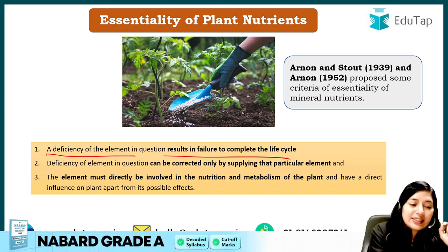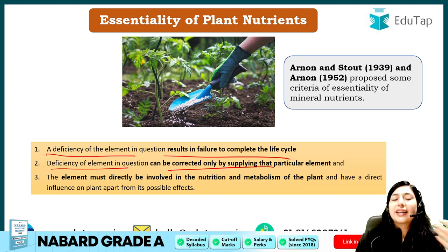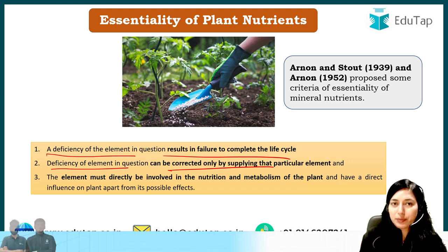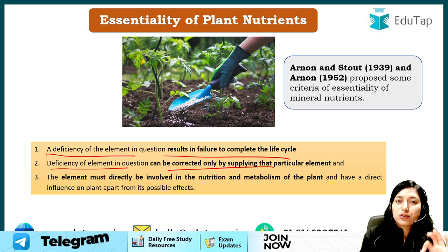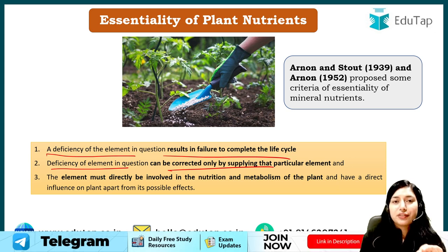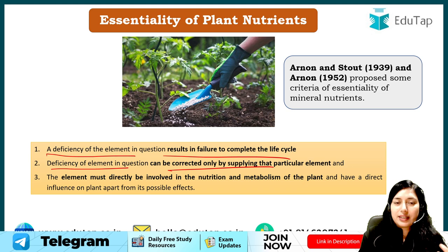Also, the second criterion was that the deficiency of one element cannot be corrected by supplying any other element. Means if there is a deficiency of nitrogen in a plant, and we cannot correct the nitrogen deficiency by applying any other element, then that element will become important for the plant, right?